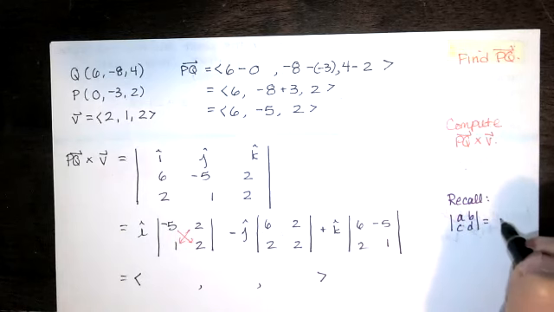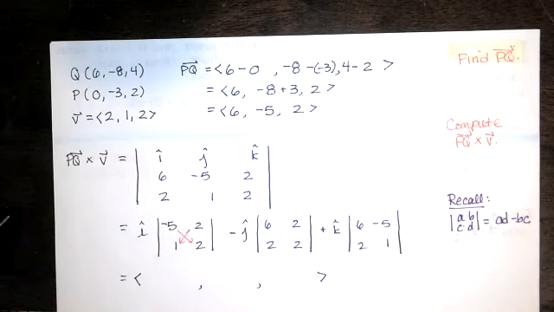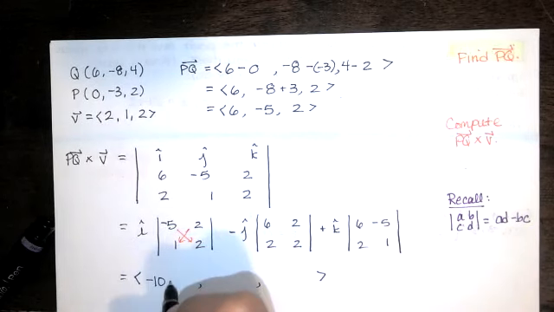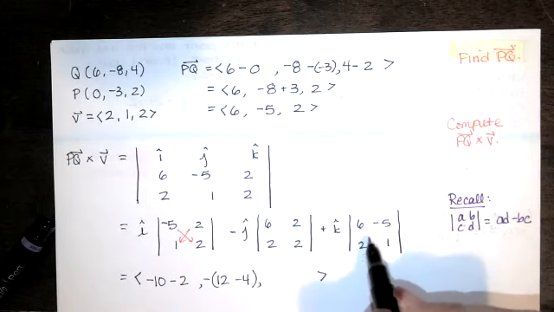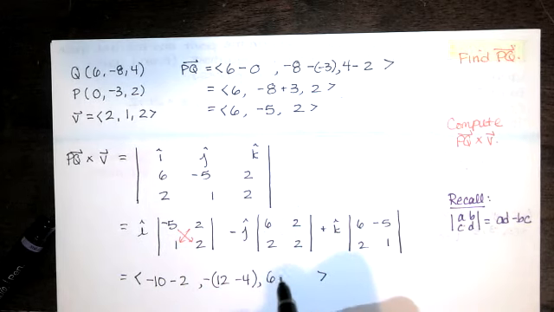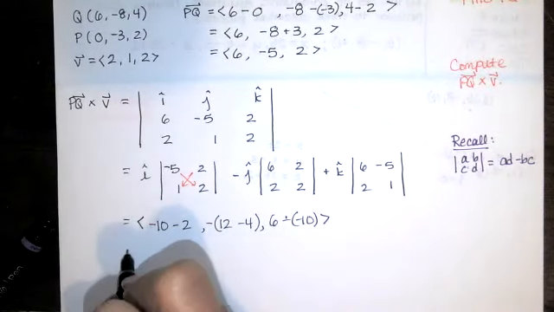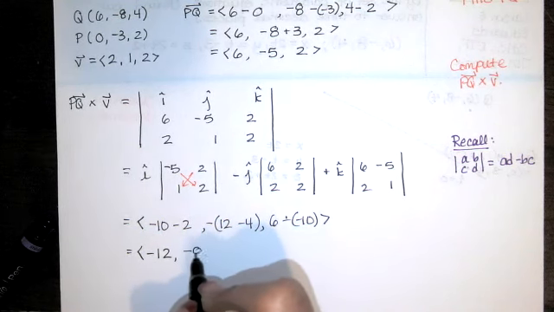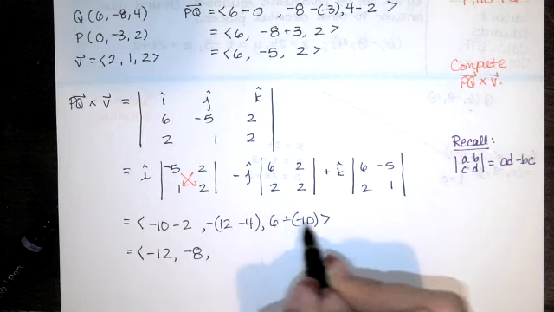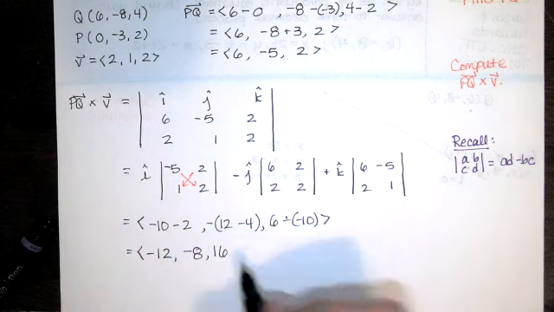So we'll have A times D minus B times C in general. We've got negative 10 minus 2. Then we have negative 1 times 12 minus 4. And then here we've got 6 minus a negative 10. And so we get negative 12 for our x component. This will be 8 times negative 1, so it'll be negative 8 for a y component. And then adding or subtracting negative 10 is the same as adding 10. So we've got 6 plus 10, which is 16.